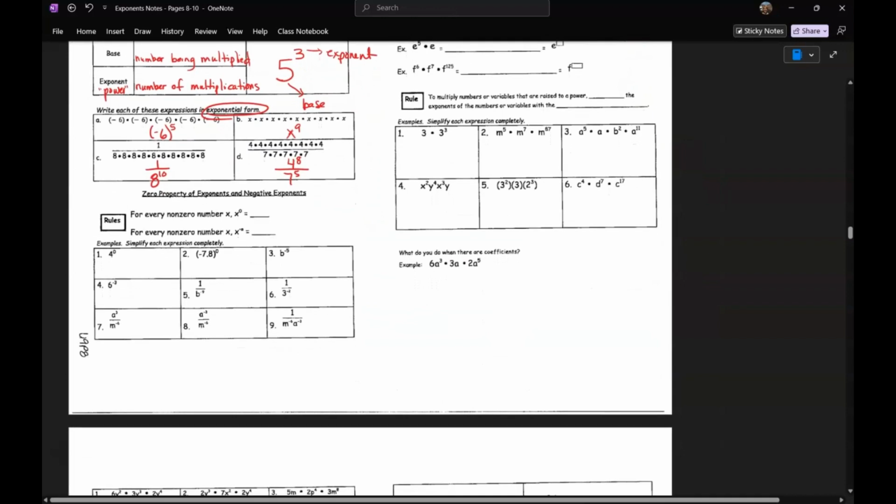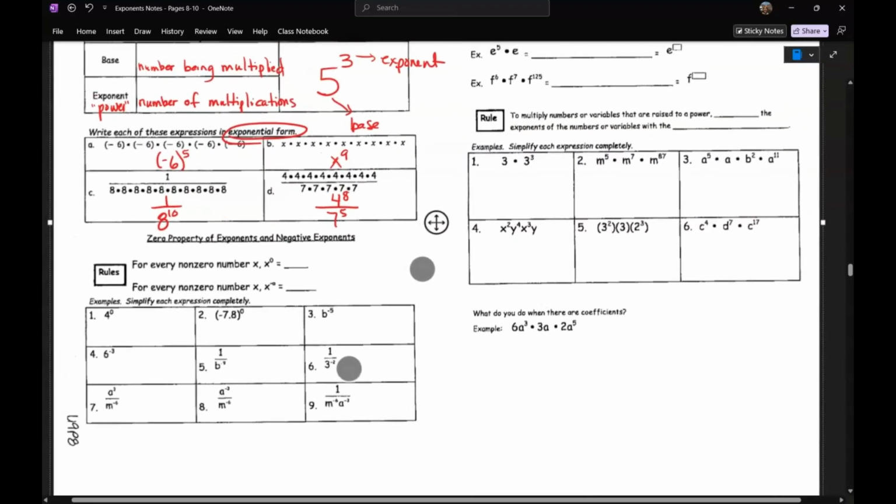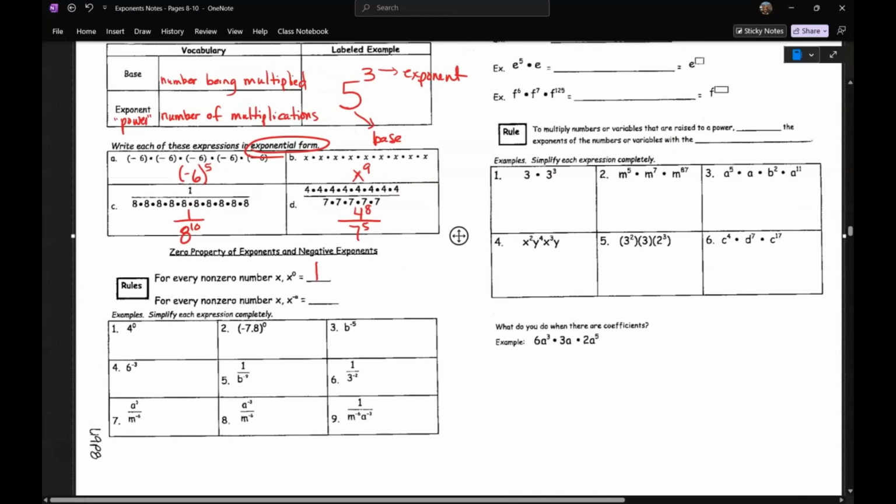All right, looking at the zero property, for every non-zero number x, meaning 0 can't be the base, anytime x or your base has an exponent of 0, it has a value of 1. So any number, here are some examples. If we had 3 to the 0 power, that would be 1. And you can put this in your calculator and it will show you. We could also do negatives to the 0 power. They would also be 1.